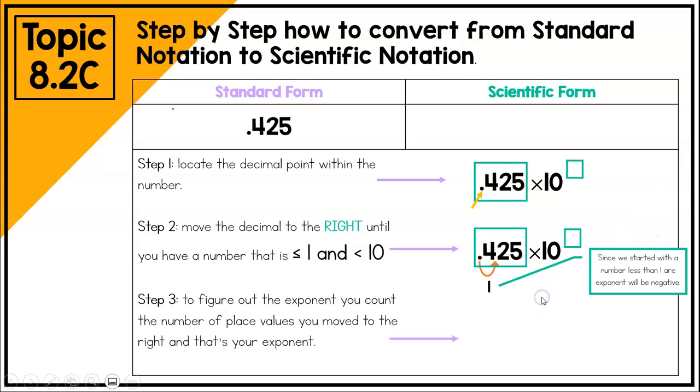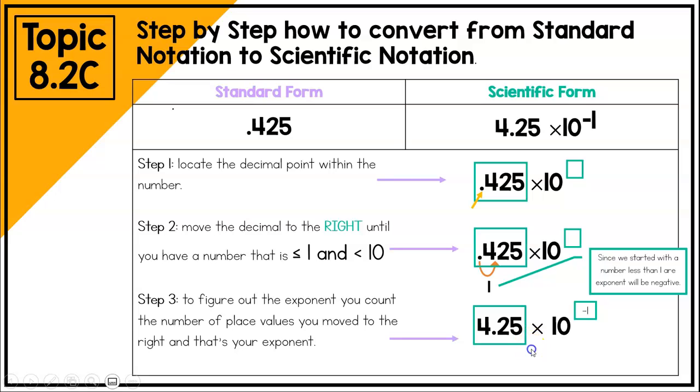Then our next step is to figure out the exponent. I figure out the exponent by counting the number of place values I move to the right. We're starting with a small number, so when I move to the right, I know that's going to be my -1. So our scientific notation is 4 and 25 hundredths times 10 to the -1.